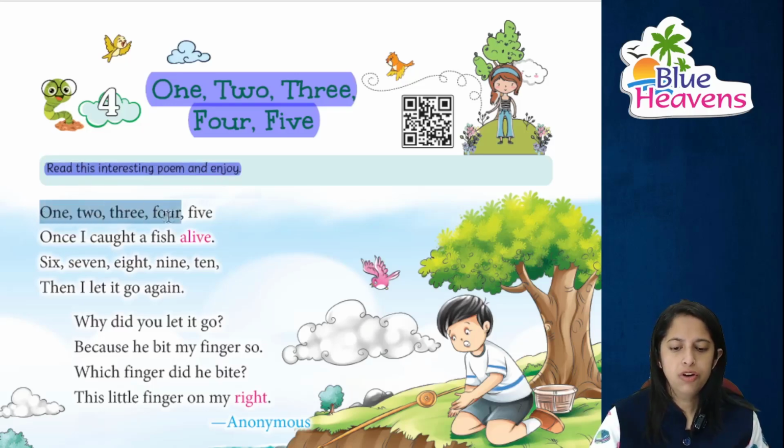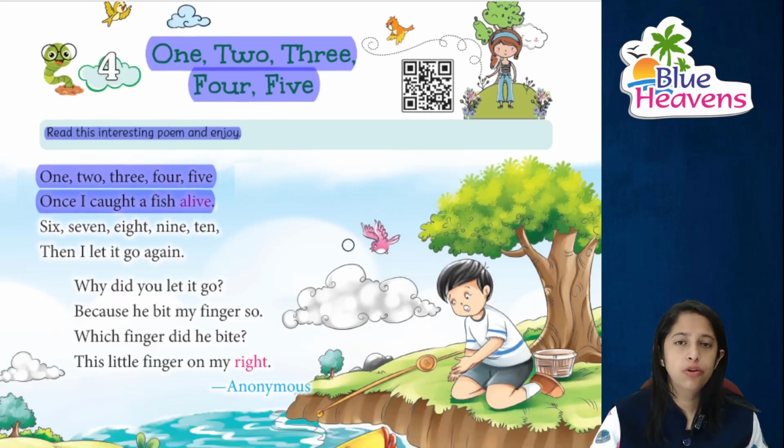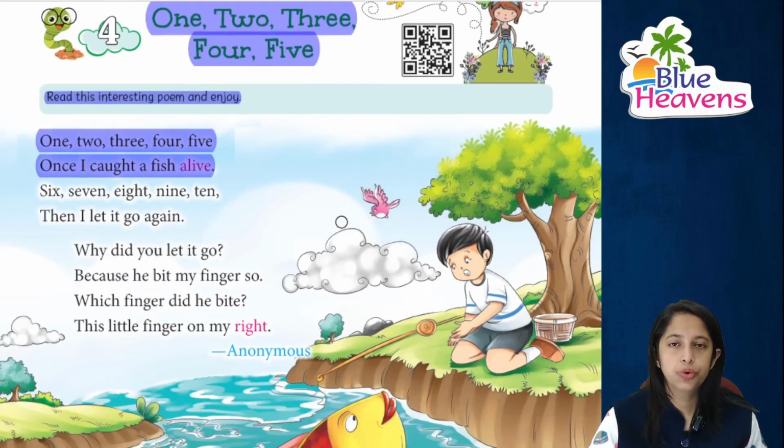1, 2, 3, 4, 5. Once I caught a fish alive. और 1, 2, 3, 4, 5 और मैंने एक फिश को पकड़ लिया है. I caught a fish. Catch का caught. This is the past form of catch.